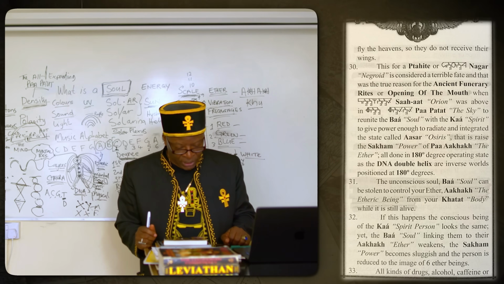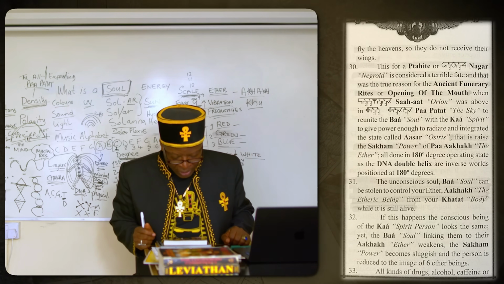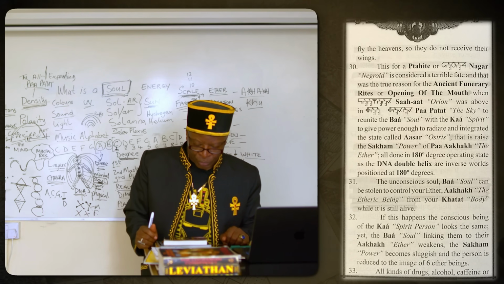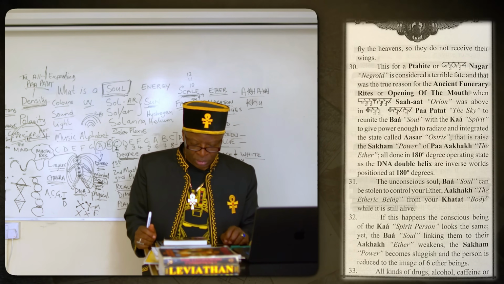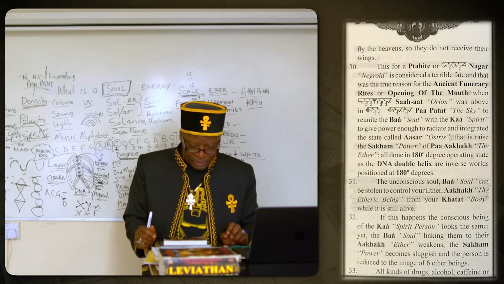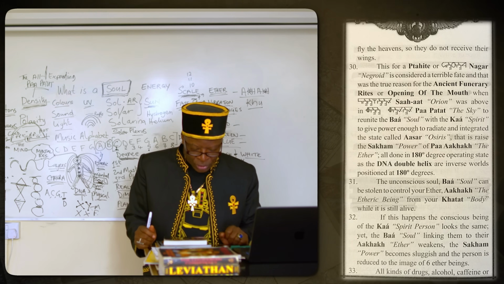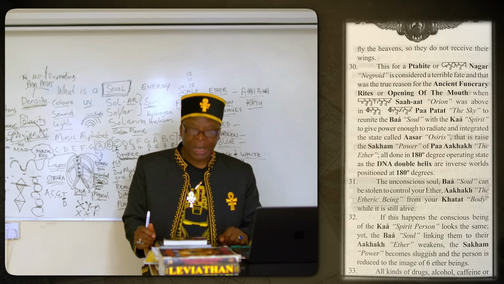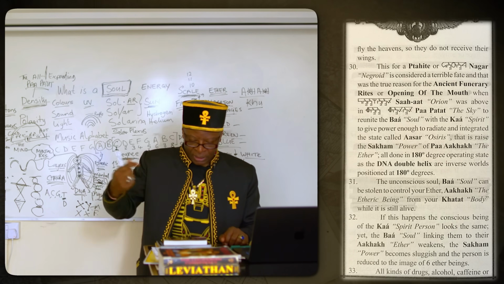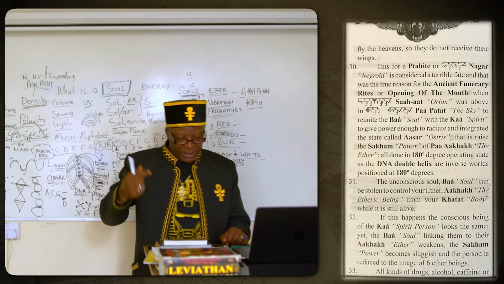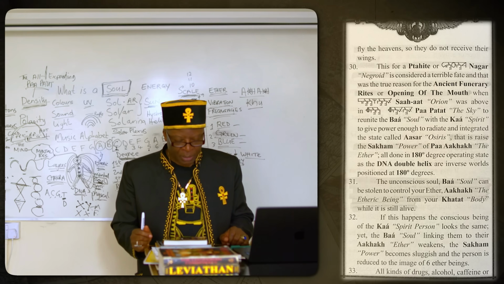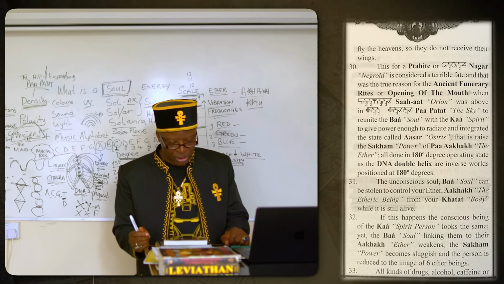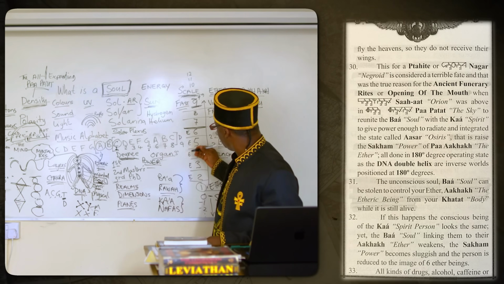This is verse 31. The unconscious soul, Ba'a soul, can be stolen to control your etheric being from your body while it is still alive. 32. If this happens, the conscious being of the Ka'a spirit person looks the same, yet the Ba'a, the soul, linking them to their archon, the ether, weakens. The Sakam power becomes sluggish, and the person is reduced to the image of 6 ether beings.